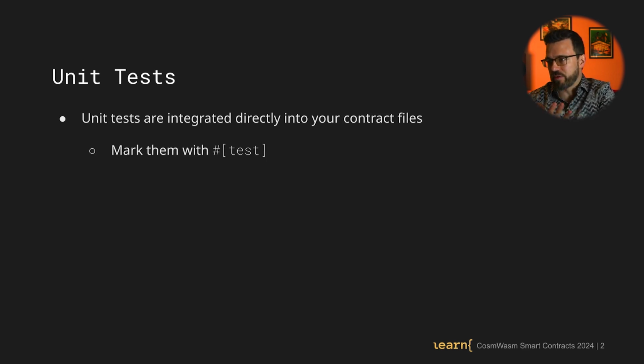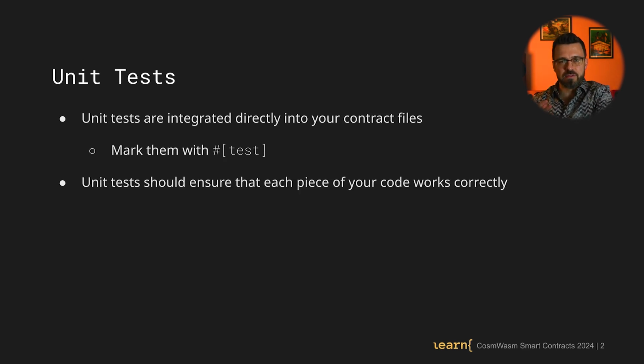Unlike JavaScript, we don't have to install special frameworks. They're directly included in our Rust files, but they are marked with #[test], and they're in a test module, mod tests, at the bottom of the file. Generally, if you spin up the CosmWasm contract template, you will see that the counter functions that are included in the template are tested. Instantiation is tested and an invalid usage is tested, because unit tests should ensure that each piece of your code works correctly.